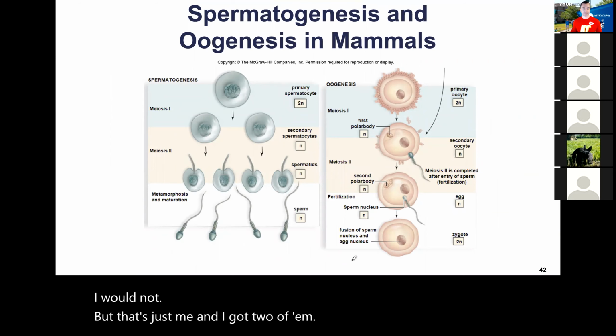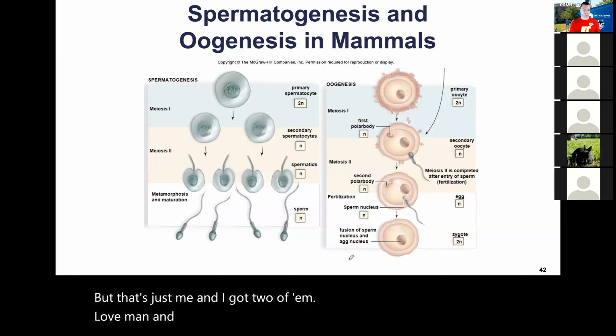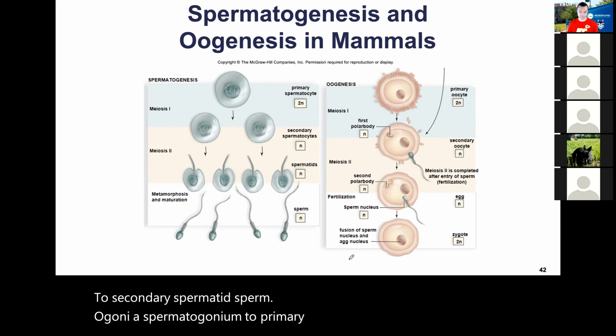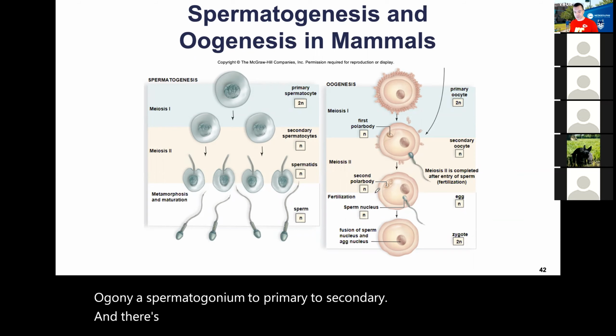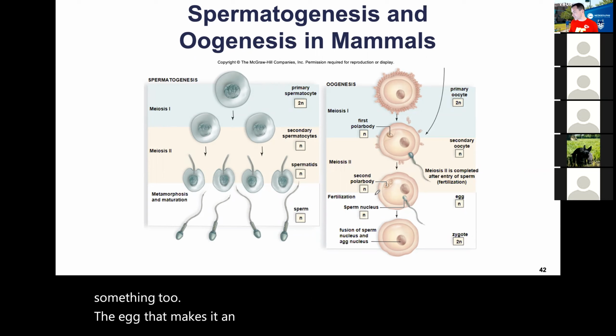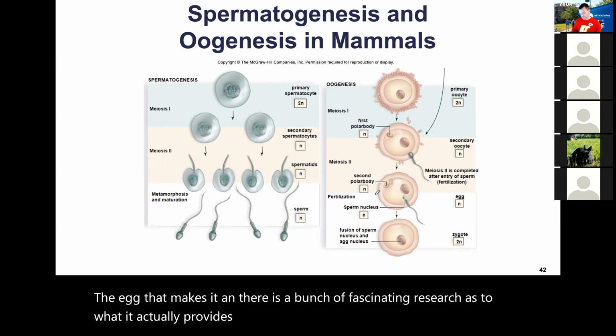Love them, but man. And this just shows you primary to secondary, to spermatid to sperm; oogonia, spermatogonia to primary to secondary. And there are those polar bodies. And again, they add something to the egg. There's a bunch of fascinating research as to what it actually provides, so if you're interested, it'd be something to look up.